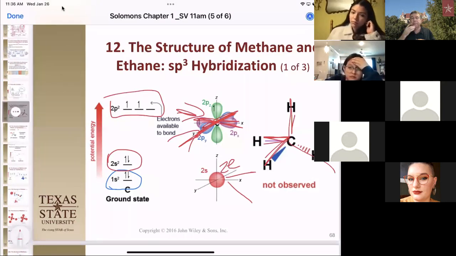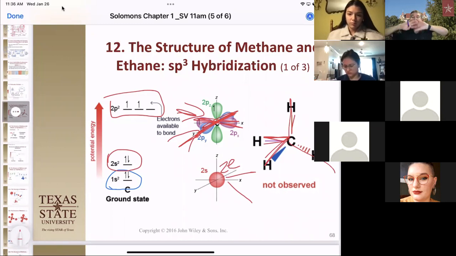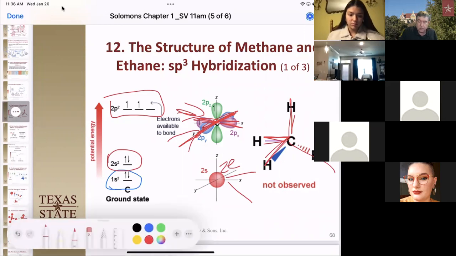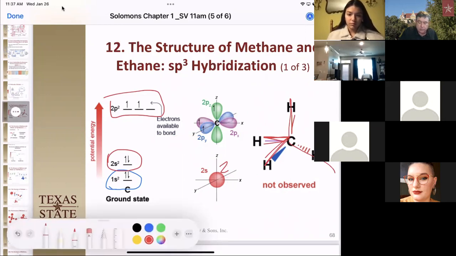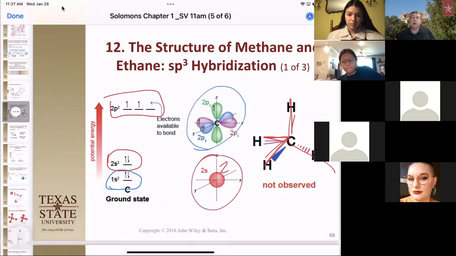When we look at these compounds, we see 4 equivalent bond lengths, and they're spread out as far as possible. Okay, so what has to happen to go from these 3 different p orbitals right here that are all in that XYZ configuration, and these s orbitals that are round and don't have that lobe shape right here? Well, we have 4 electrons.